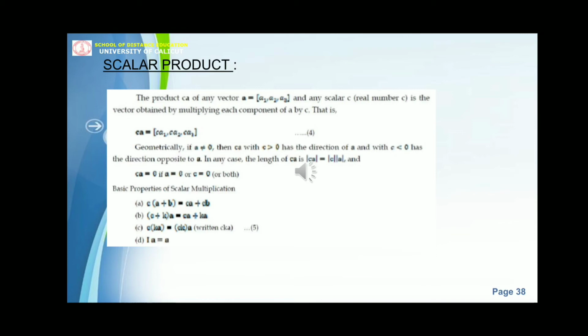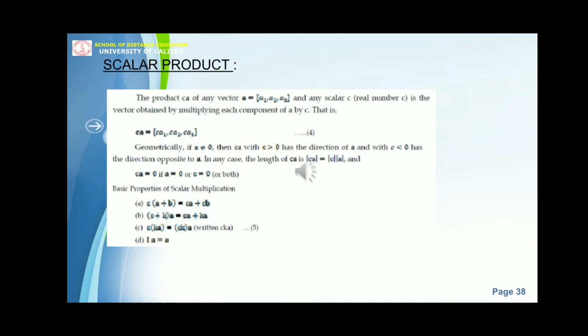Okay. Geometrically speaking, if vector a is not equal to 0 and c is greater than 0, then the vector ca has the same direction as that of a. And if c is less than 0, then the vector ca has opposite direction to that of a. Okay. And now regarding the length of ca, the modulus of ca equals modulus of c into modulus of a.